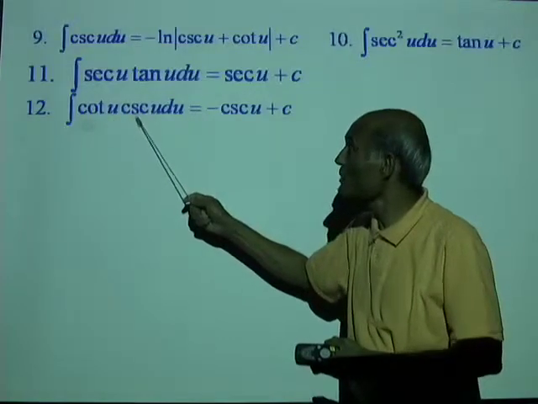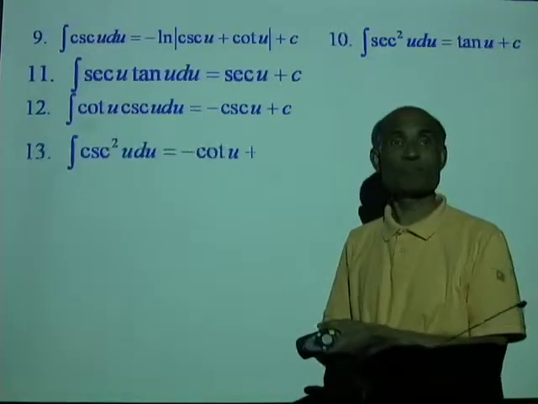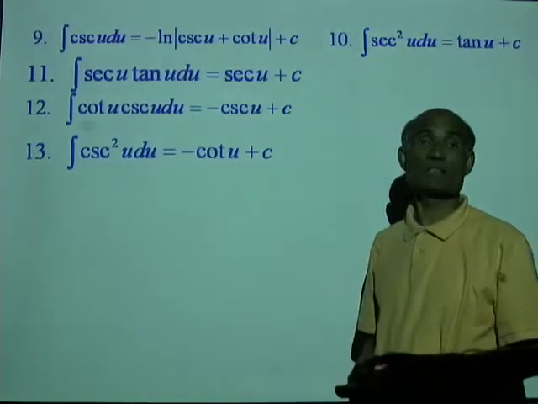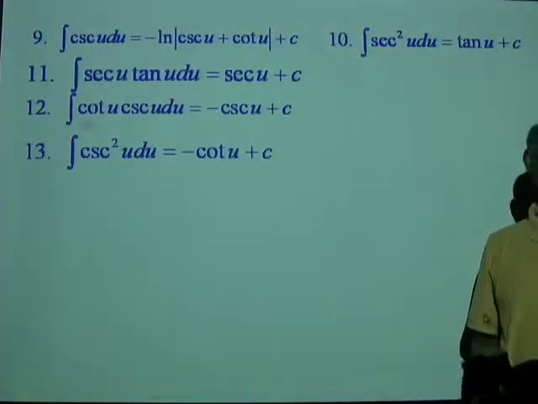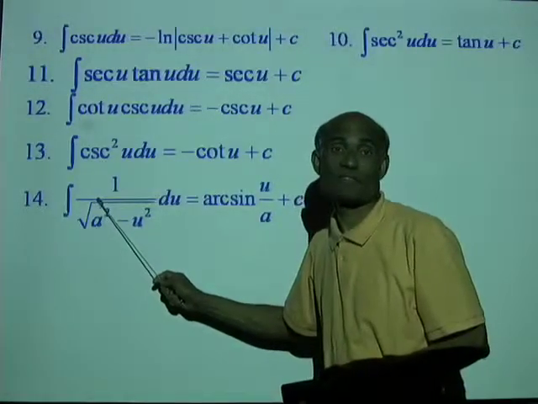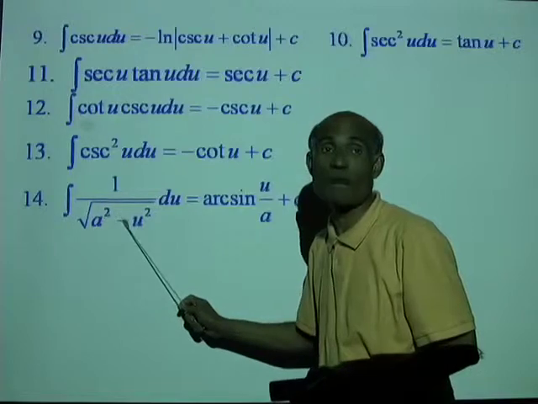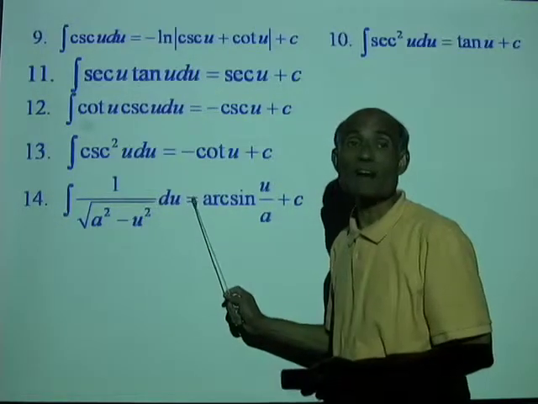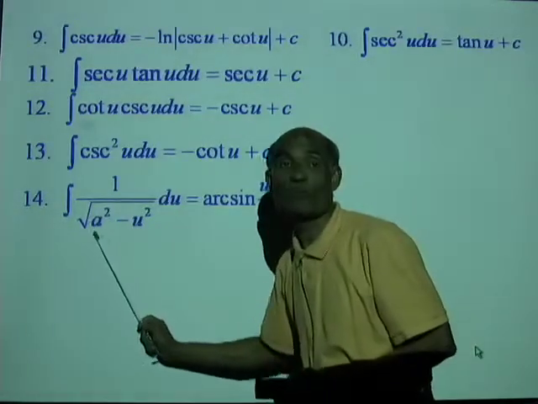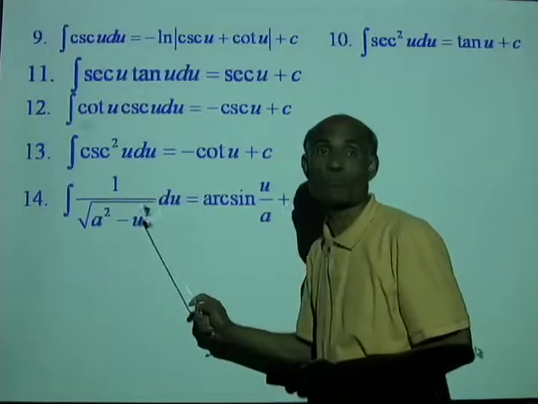Integral cot u cosecant u du is negative cosecant u plus c. Integral cosecant squared u du is negative cot u plus c. And look at these forms, very important forms. Integral 1 over square root a squared minus u squared du is arc sine u over a plus c. Look at that form, the denominator, square root a squared minus u squared, an important form.